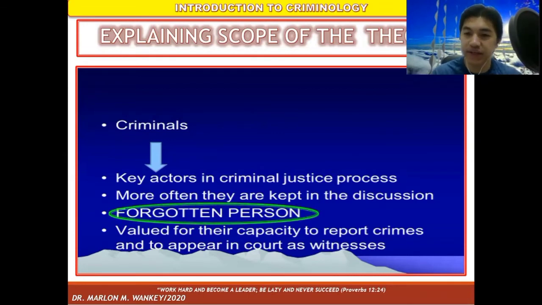Why is a victim considered a forgotten person? Nakakalimutan na tao. Yan tayo eh. Diba? After something happened to him, nasabihan na siya: you are a forgotten person. Dito kung bakit tinawag na forgotten person is just because, as I said earlier, the focus of discussions in the criminal justice system is the criminal or the accused.